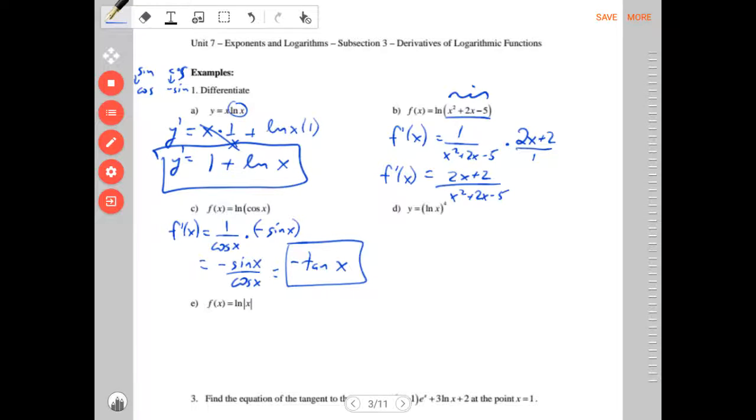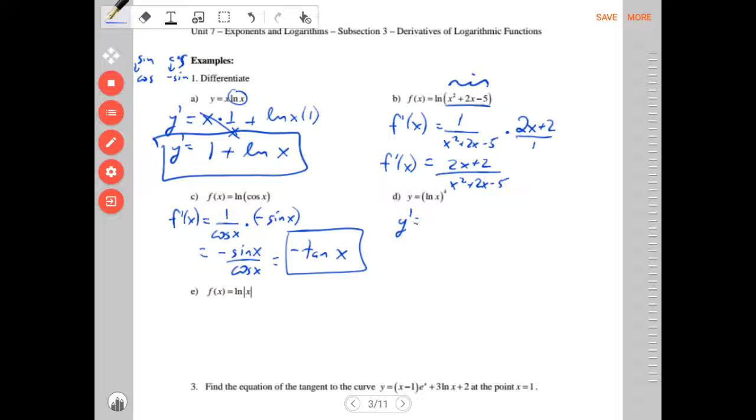If we try this next one, the 4 still comes down in front, so 4 ln x cubed. Then we take the derivative of the ln x, which is just 1 over x.